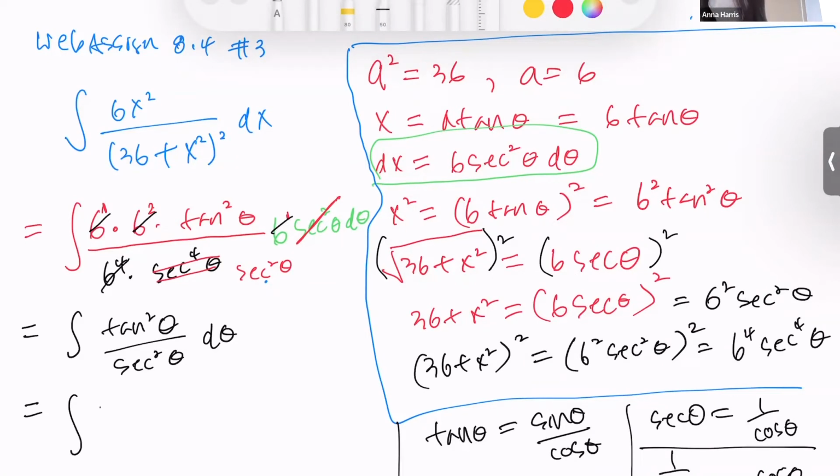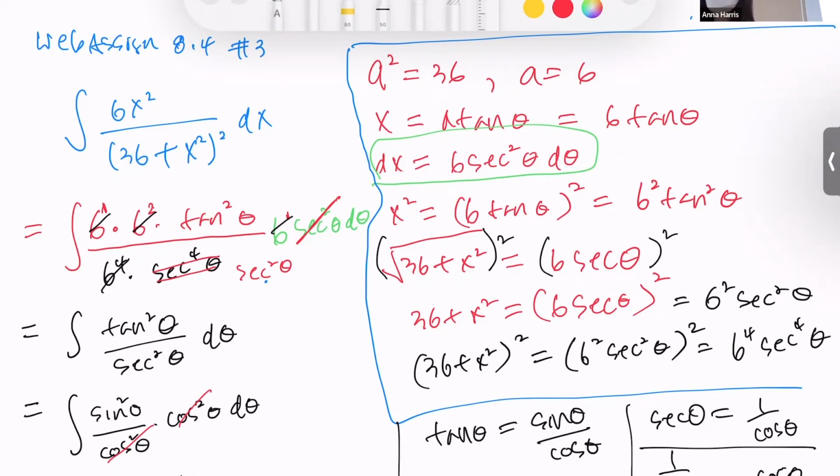So tangent would be the same as sine theta over cosine theta. Okay, and then square and square, and what is the next one? 1 over secant theta is the same as what? Cosine theta. Oh, look at that. We can cancel out something here, can't we? So you're going to say, okay, I can cancel that in and that out. What are you left with? So now you just have sine squared theta d theta.